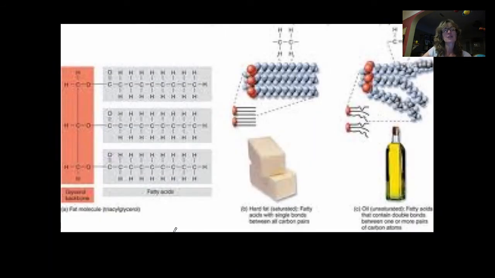Here's a picture of a fat, and here's my glycerol, and here are 3 fatty acids.